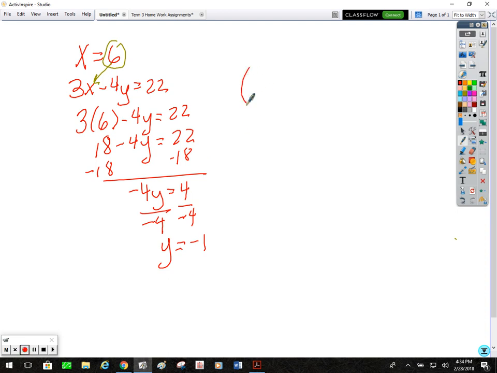So my solution: x is 6, it gave it to me right here, and my y is negative 1. So my solution to that system, and again, we can check it. If I plug in 6 here, 6 equals 6. Then let's plug it in. 3 times 6 is 18, minus 4 times negative 1, because my y is negative 1. Negative 4 times negative 1 is positive 4. 18 plus 4 is 22. So it checks here. Remember, you can always go back and check your work. It makes it easier for you.